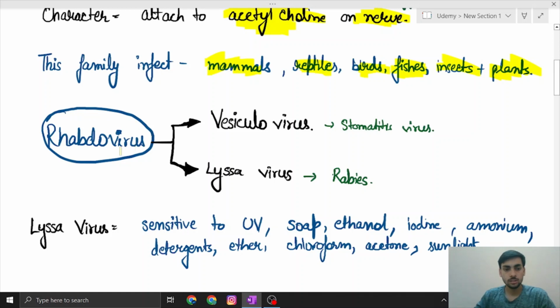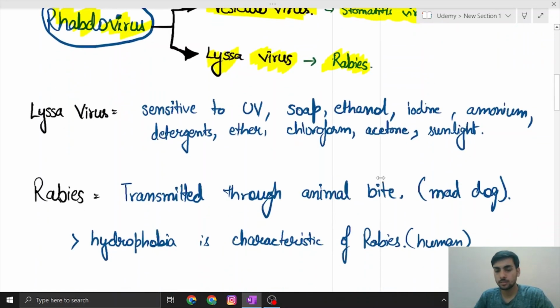So this rhabdovirus is basically classified into two categories. First is vesiculoviruses, which cause stomatitis-like symptoms. Thus, stomatitis virus is considered inside it. And the second is Lyssavirus, which is rabies. So we are basically going to discuss rabies in it.